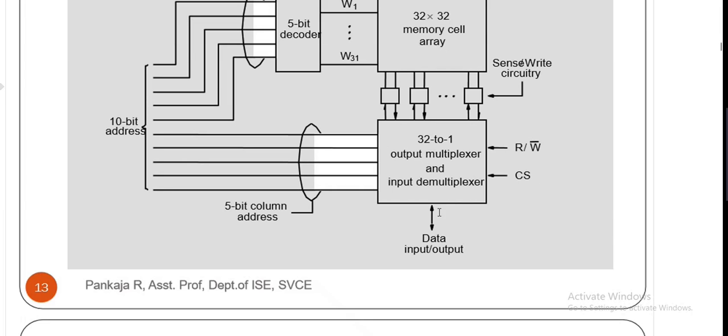But here I told you we have only the number of output lines, it is only B0 to B7. Then how can you read 32 bits? I mean, 32 bits is nothing but 4 bytes. So in that case, it is going to use a technique where it will keep the row address constant, and it will change only the column address and read the corresponding byte in the same row.